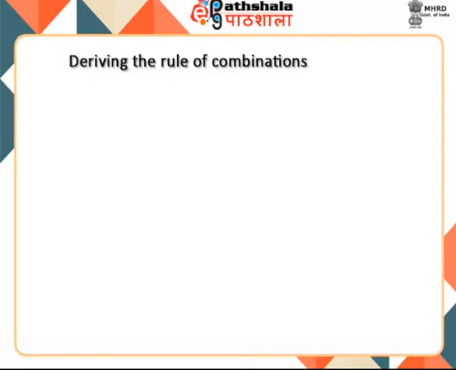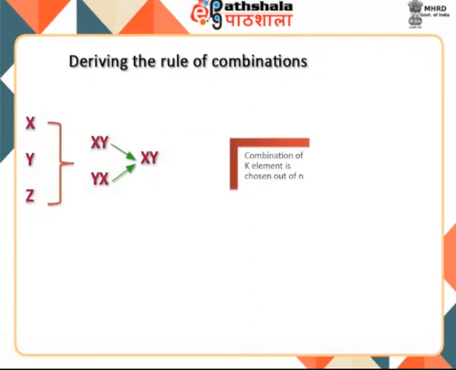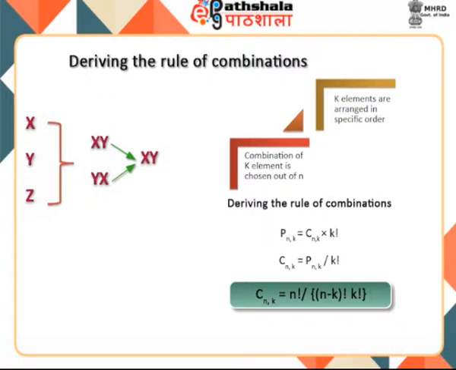In the above case of selecting 2 elements out of X, Y, and Z, 2 different permutations XY and YX both correspond to the same combination XY. There are 6 total permutations and 3 combinations. We can think of permutation as being constructed in 2 steps. First, a combination of k elements is chosen out of n, a combination. And second, these k elements are arranged in specific order and each ordered arrangement is a permutation. The ordered arrangements of k elements in the second step can be done in k factorial ways.